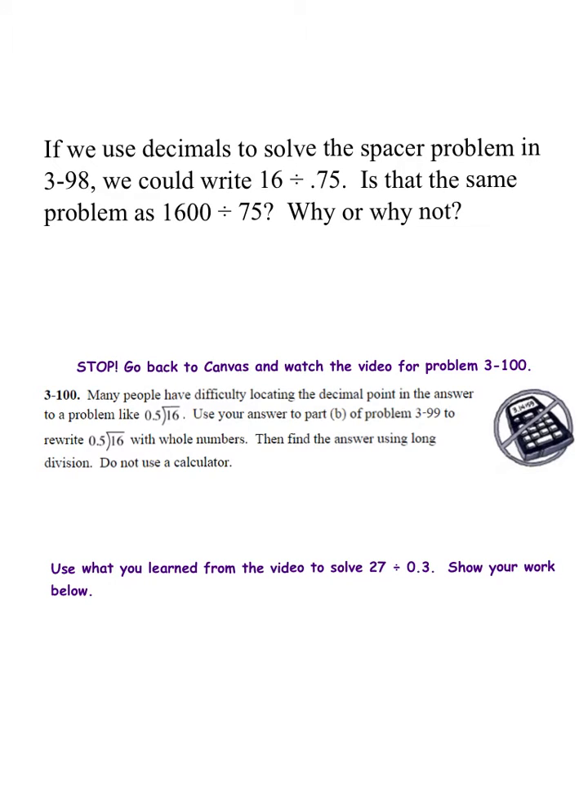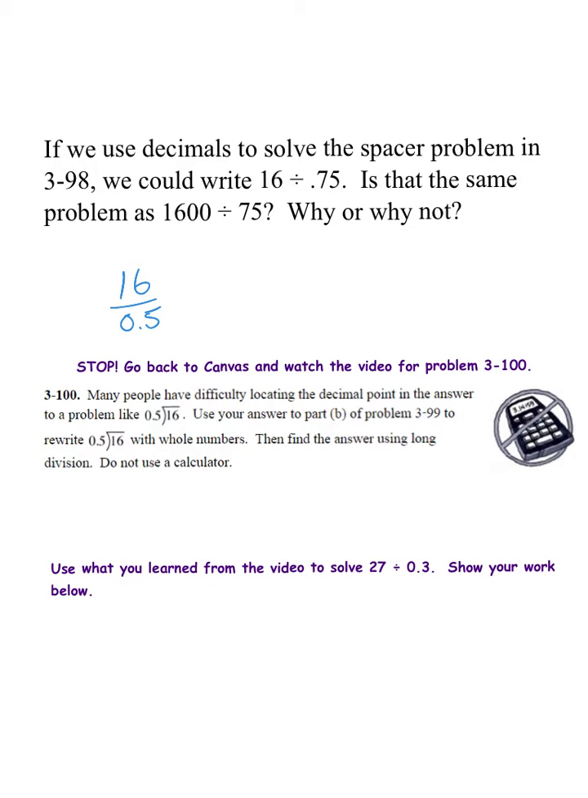All right, we're going to go ahead and walk through problem 3-100 for you, showing you how you would divide 16 divided by 0.5. The first thing is if you can eliminate the decimals, it's going to be easier overall. So if we go backwards a step, 16 divided by 0.5 would look like this.